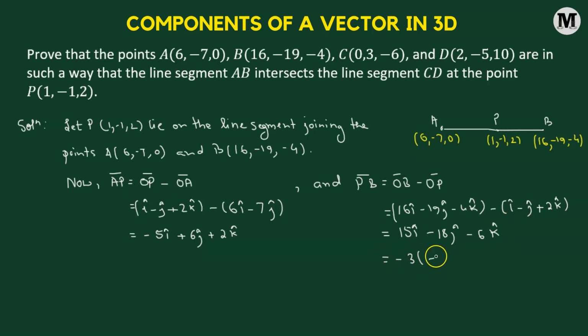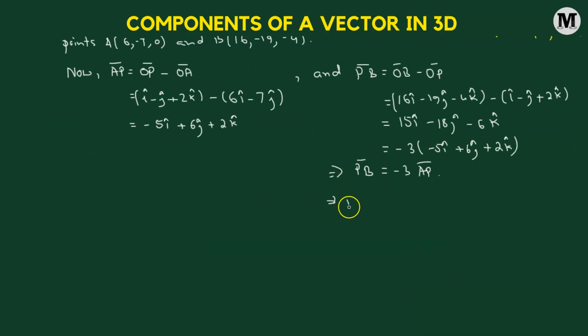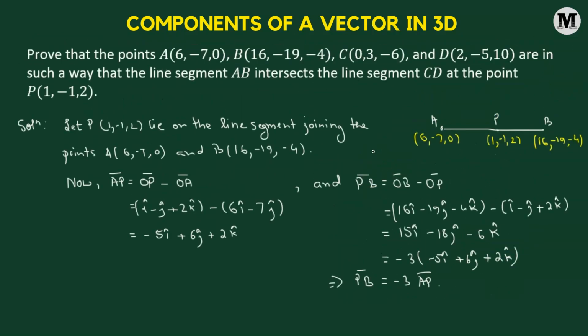Okay, now let's take -3 as the common factor. So we have -3 times (-5i cap plus 6j cap plus 2k cap), which means that PB vector can also be expressed as -3 multiplied by the vector AP. This means that our vector PB is going to be equal to some scalar lambda multiplied by the vector AP, where lambda equals -3. This simply tells us that the points A, P, and B are collinear.